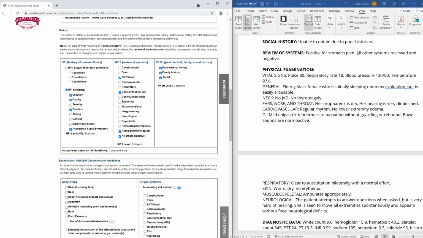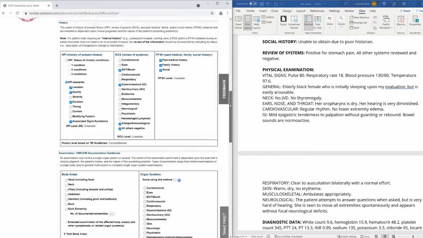Sometimes providers don't always have the right statement here. They might say other systems were reviewed and are negative, or 10 systems reviewed and negative, but it really clearly has to be all other systems were reviewed, all others were negative. So here that's going to take us to a comprehensive history level.